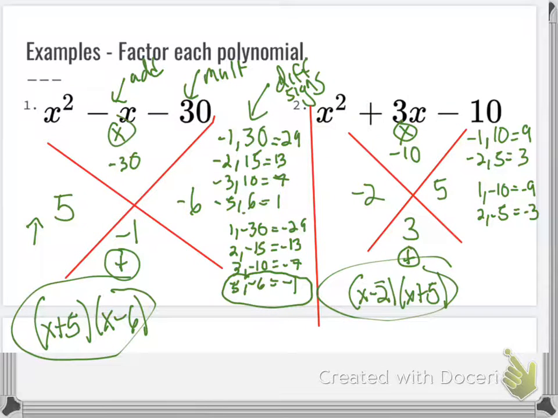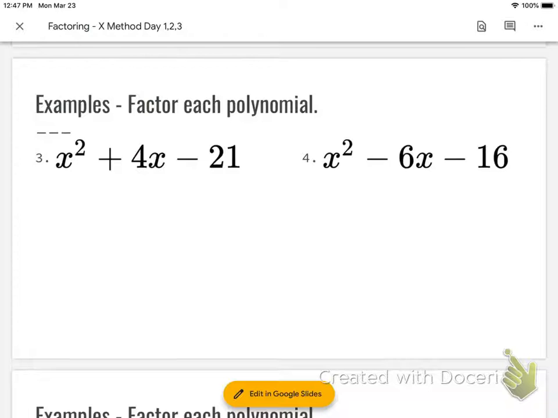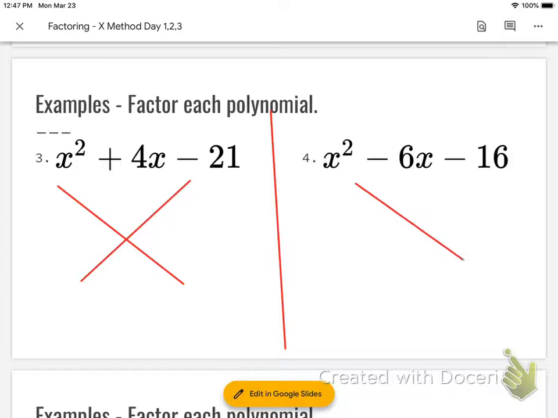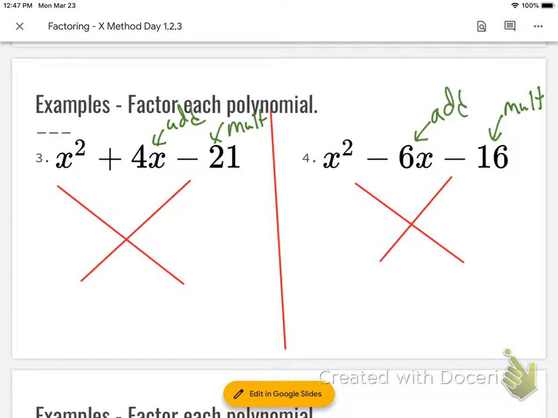Okay, let's try our last two. I'm going to start by making those magic X's, which is really just an X. Okay, remember it's multiply, add, multiply, add. So what multiplies to give me negative 21 and adds to give me a positive 4.